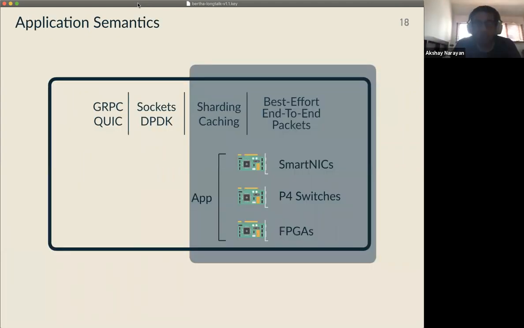So a key insight here is that just like the application can use the libraries above the level of sockets to change the semantics that the application code experiences. For example, we can use gRPC and TCP to give us RPC semantics instead of best effort packet semantics. We can similarly layer libraries above packet delivery that are offload aware.